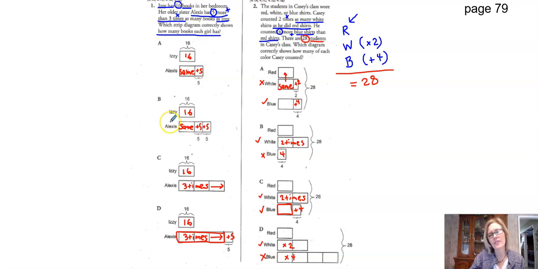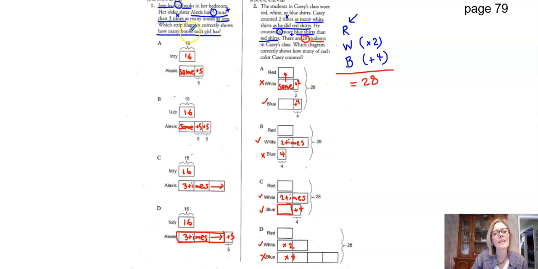So I haven't circled the exact correct answer yet, but I'm going to go over each of the answer choices. So on here, Izzy has 16 books in her bedroom. Her older sister, Alexis, has 5 more. More is an adding cue. 5 more than 3 times as many books as Izzy. So that means we're going to have to use 3 times and the 5 more in the same thing for Alexis. It says, which strip diagram correctly shows how many books each girl has?